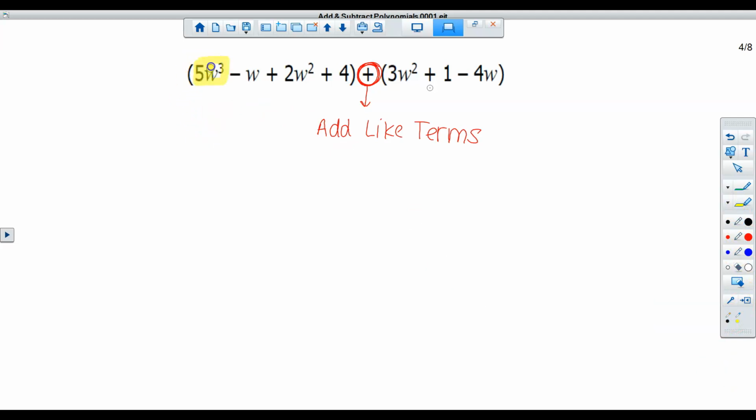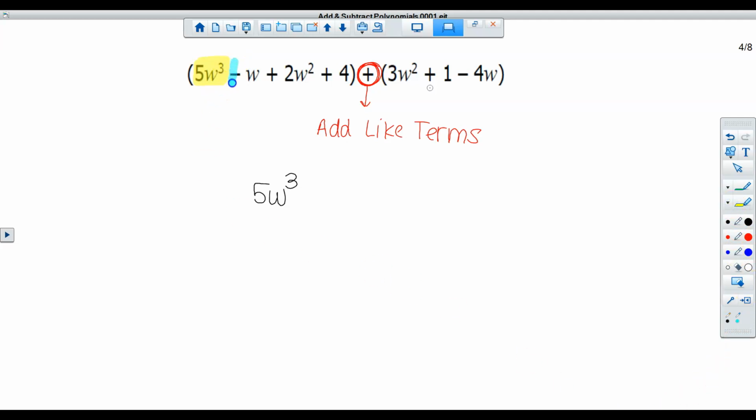So again here, if I were you, I would start out over here in polynomial number 1 and I would look at my first term. Your first term is 5w to the third. So this ends with w to the third. When I look over here in polynomial number 2, I'm looking for w to the third, and I don't see it. There are no w to the third powers over here. So that means there's nothing to add to this one. So you're just going to bring down 5w to the third and write it down in your answer. He doesn't get to combine with anybody. So we'll move on.